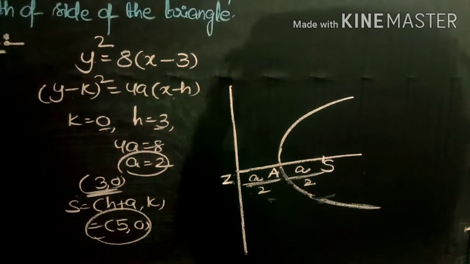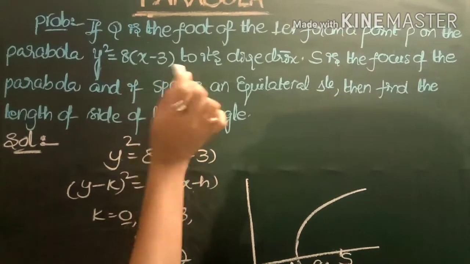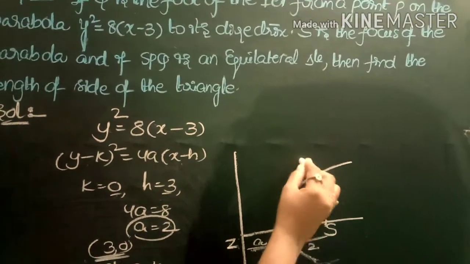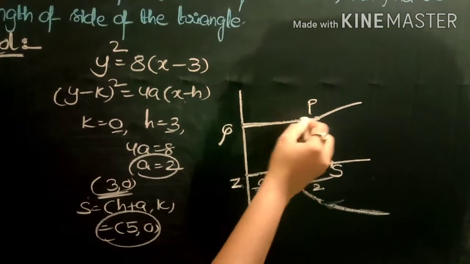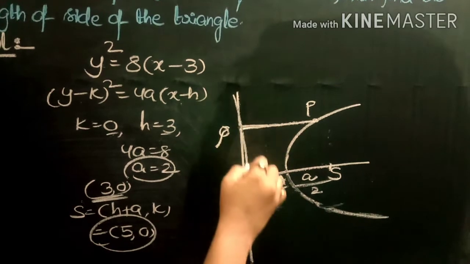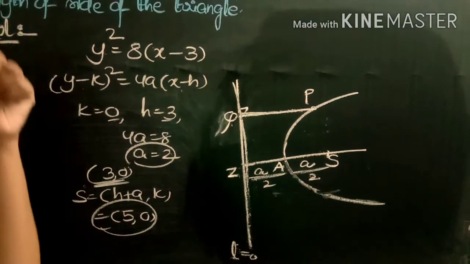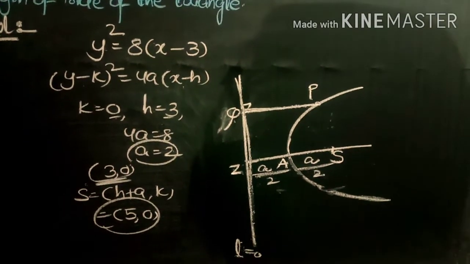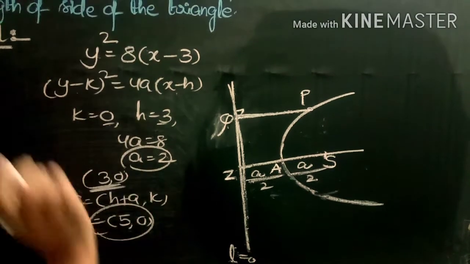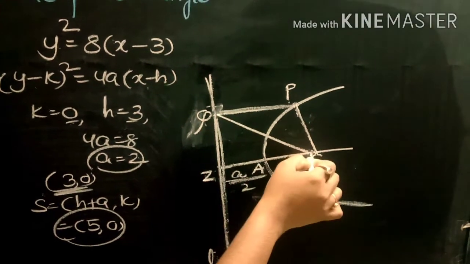What is the given data? Q is the foot of the perpendicular from a point P on the parabola to its directrix. First we take one point P on the parabola and Q is the foot of the perpendicular drawn from a point on the parabola to its directrix. Now this is the directrix. So here Q is the foot of the perpendicular. Now S is the focus of the parabola. So here already we take that S is the focus of the parabola. And also given that SPQ is an equilateral triangle. That is SPQ, this is the equilateral triangle.